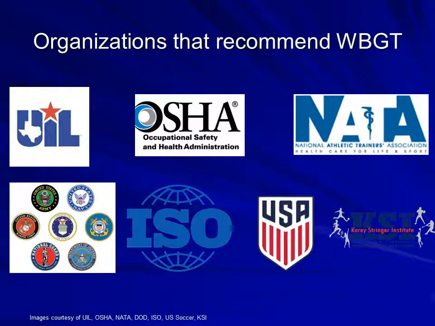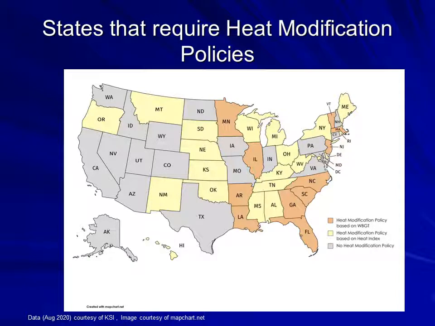The wet bulb globe temperature has been recommended by several organizations. These include the University Interscholastic League in Texas, which is the governing body for all student extracurricular activities, OSHA, the National Athletic Trainers Association, all branches of the United States military, the International Standards Organization, the USA Soccer Association, and the Korey Stringer Institute. This map shows states that require a severe heat policy.